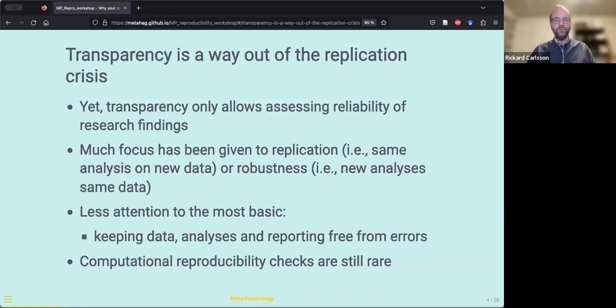And to this day, much focus has been given to replication, that is when we do the same analysis on new data, or robustness, that is when we do new analysis on the same data. But less attention has been given to the most basic thing, keeping data analysis reporting free from errors.